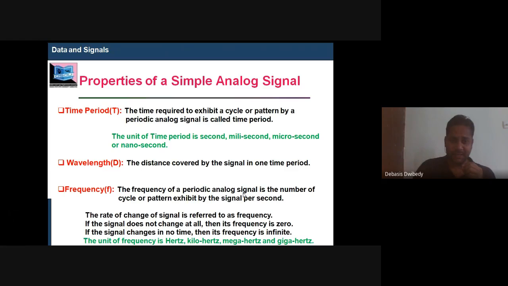If the signal does not change at all, for example, if the period of the signal is infinite, it means the signal is not changing at all. It is a very long signal that is not changing. It means its period is infinite. So in that case, if the period or the wavelength is infinite, then the signal has frequency zero. As we just saw, frequency is the rate of change of signal. If the signal does not change at all, then its frequency is zero.